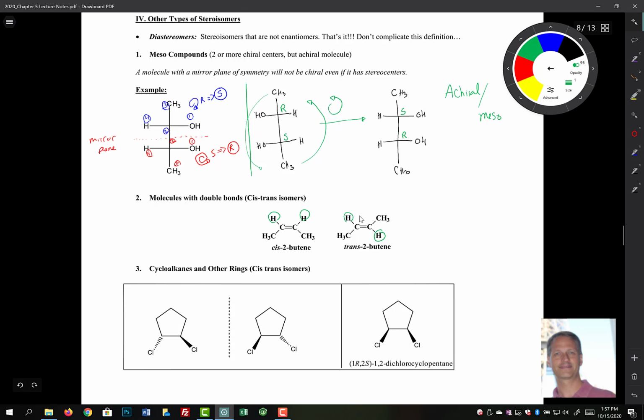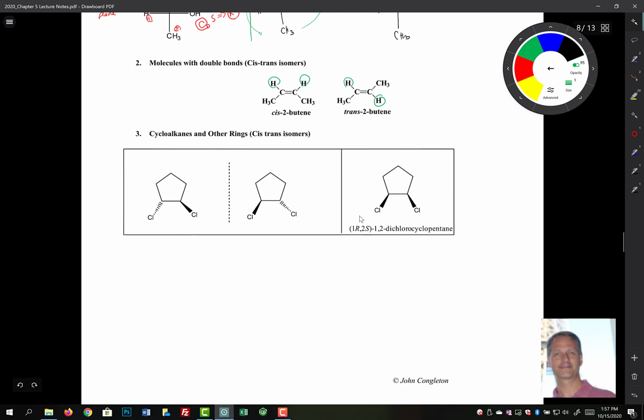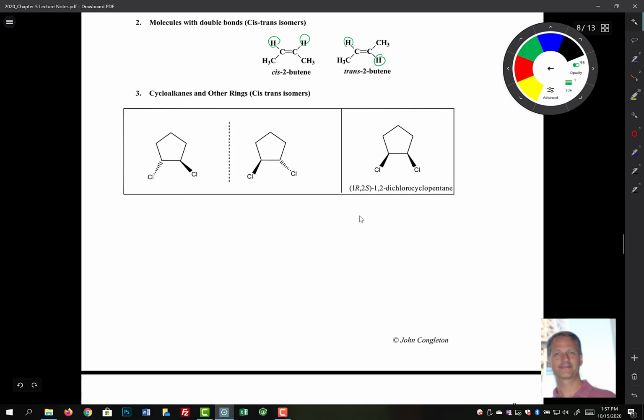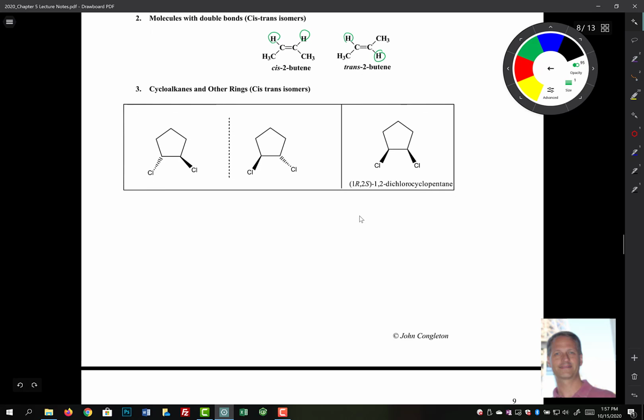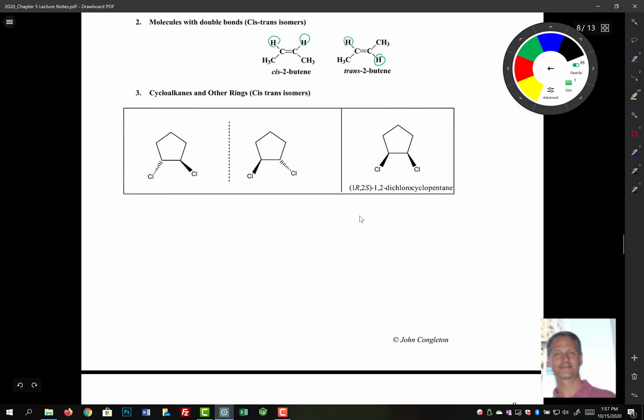And then the same cis-trans applies in molecules that are cyclic. So if we look down here below, here are cycloalkanes. So we have this first ring structure with 1,2-dichlorocyclopentane. This is the mirror image. So these are actually enantiomers of each other. They're non-superimposable mirror images.